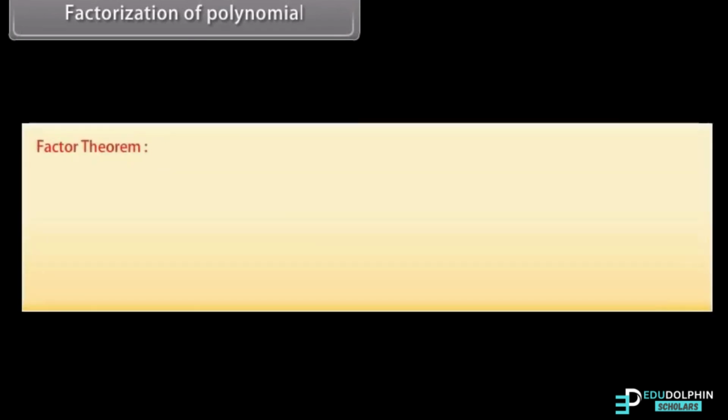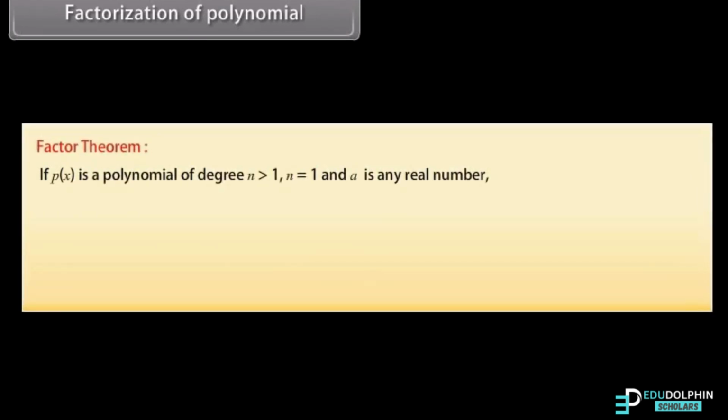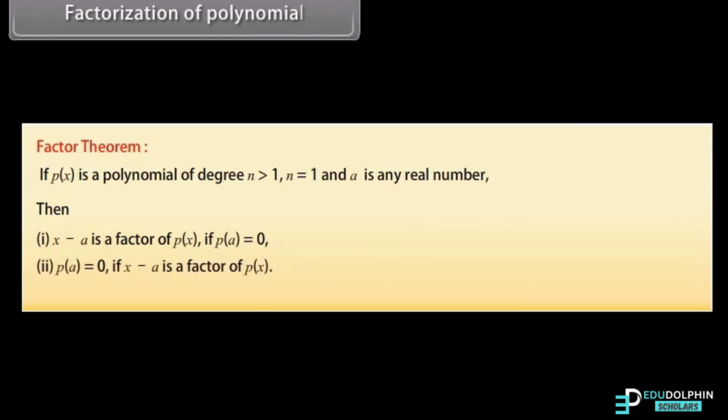Factorization of polynomial. Factor theorem. If p(x) is a polynomial of degree n greater than or equal to 1, and a is any real number, then 1, x - a is a factor of p(x) if p(a) = 0, and 2, p(a) = 0 if x - a is a factor of p(x).